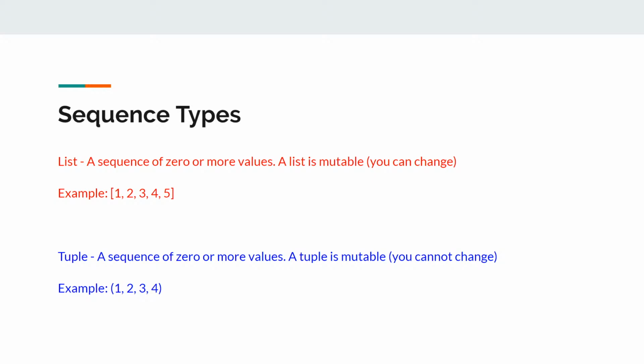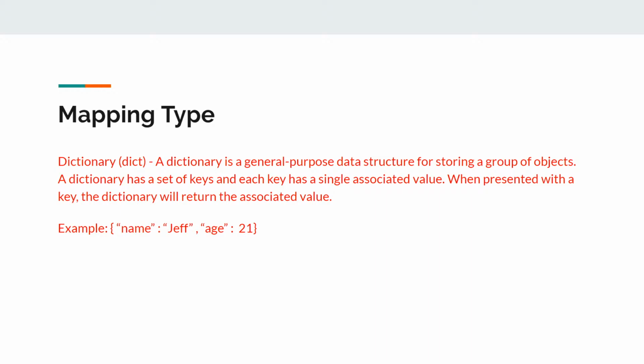A sequence type. A list is a sequence of 0 or more values. A list is mutable, which means that you can change it, and that's the opposite of a tuple. An example of a list is 1, 2, 3, 4, and 5. The list has brackets around it. A tuple has parentheses around it. A tuple is a sequence of 0 or more values, but it is not mutable, sorry. You cannot change it. Sequences can also be a string.